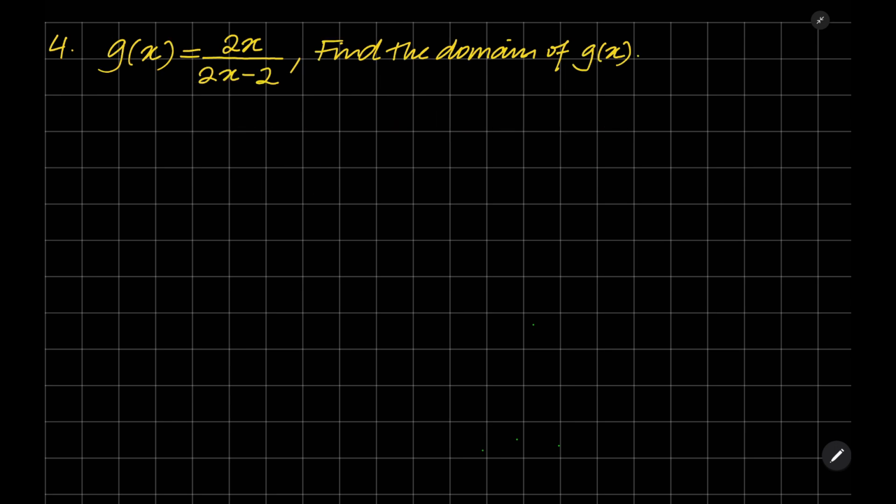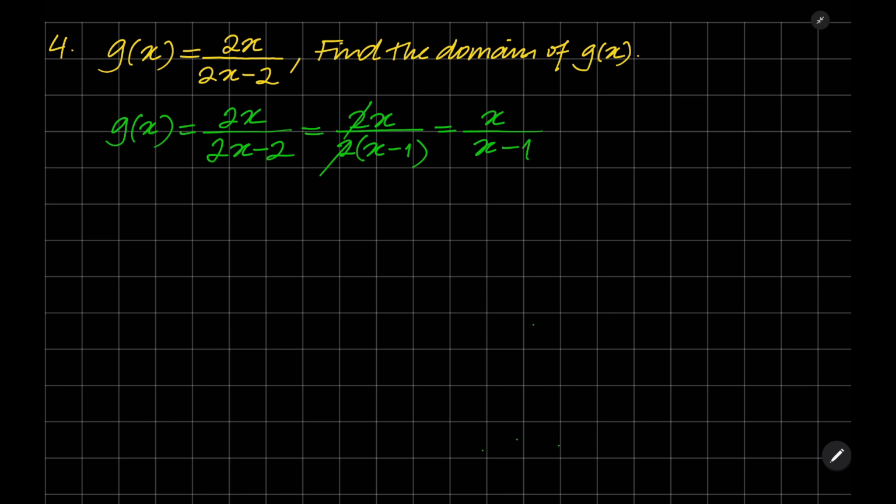Now let's go to the next question. Question 4. g of x is equal to 2x over 2x minus 2. Find the domain of g of x. Let's first simplify it. It's equal to 2x over 2, which is a factor of the denominator, times x minus 1. These will cancel out, giving x over x minus 1.